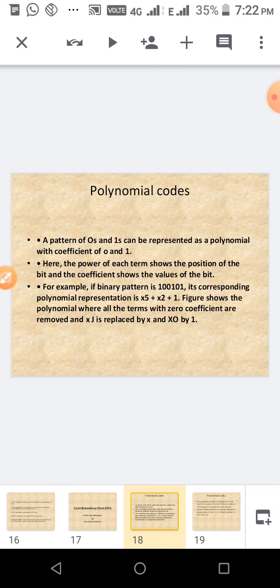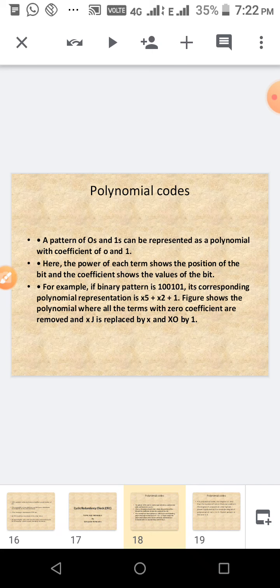In the last class we saw cyclic redundancy checking using binary division. Here we are using the concept of polynomial division, and whatever remainder we get using polynomials is sent to the receiver with the data word. So data word plus the remainder is sent to the receiver. Before that you have to know the concept of polynomial.